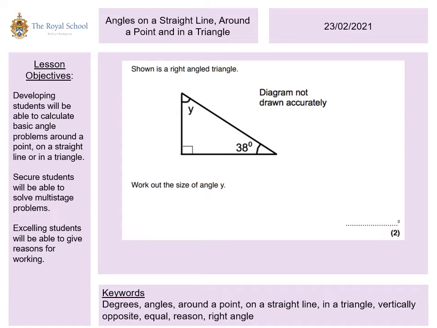So let's put that into effect. Here I've got a right angle triangle. We should know that because it's got the squared off angle anyway, but it's worth labelling that up with what the angle is, 90 degrees. Let's work out the size of angle Y.